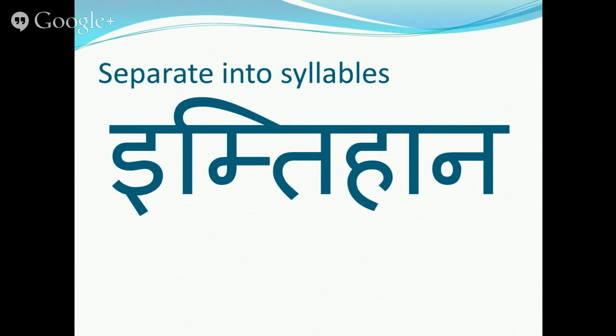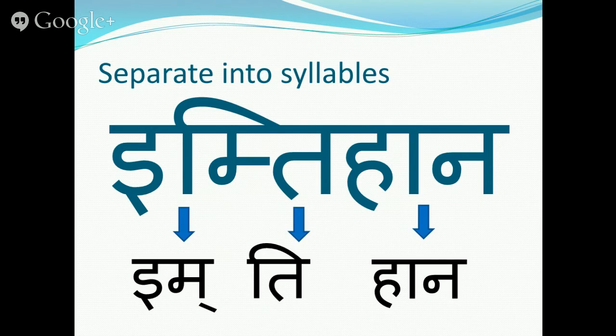So this is going to have three syllables. Have we figured them out? Well, you know one has to have the I in it, then there's another I in it, and then there's a A. So those are going to be the core of our three syllables. So im, ti, han, im, ti, han, imtihan.